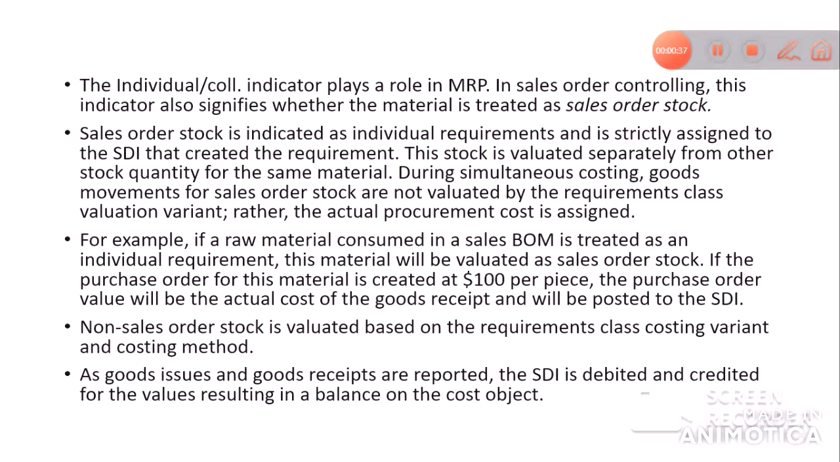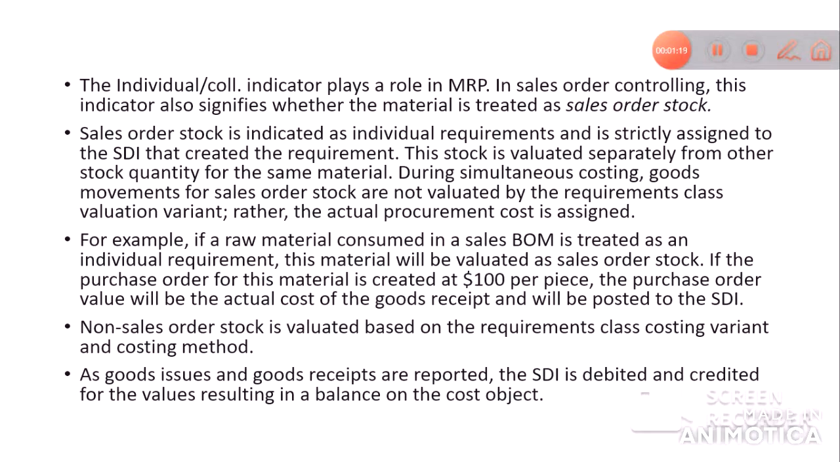In sales order controlling, this indicator also signifies whether the material is treated as sales order stock. Sales order stock is indicated as individual requirements and is strictly assigned to the SDI that created the requirement. This stock is evaluated separately from other stock quantity for the same material. During simultaneous costing, goods movements for sales order stock are not evaluated by the requirements class valuation variant. Rather, the actual procurement cost is assigned.